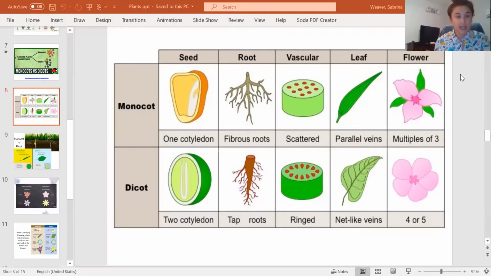So there are different ways that you can classify monocots and dicots: by the seed, the root, the vascular bundles, the leaves, or the flowers. But the main ways that I want you guys to use, because they are the easiest ways, are looking at the leaves and looking at the flowers.